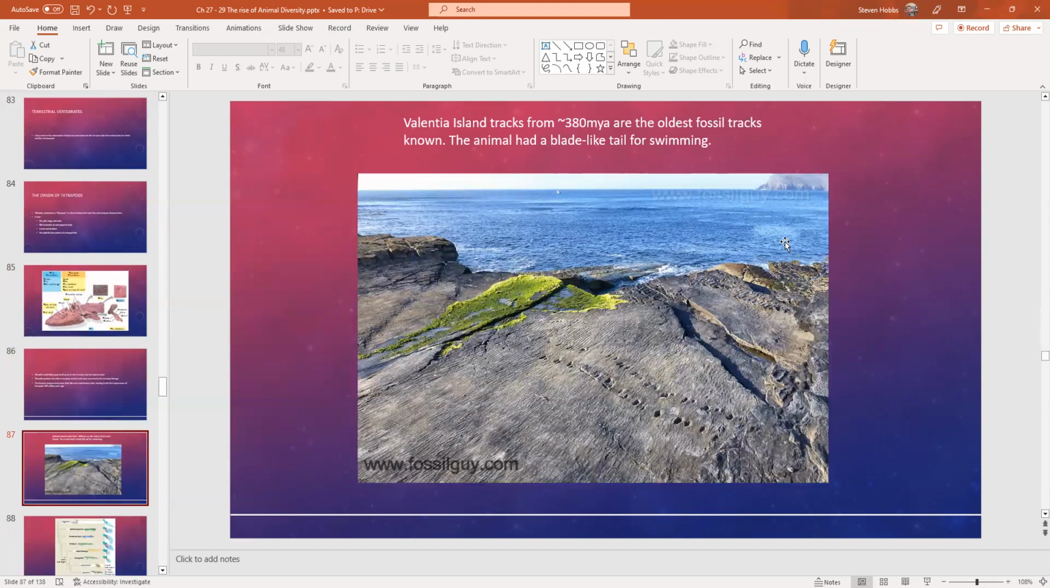So in Valentia Island in Ireland, about 380 million years ago, we see the oldest fossil tracks on land. The animal had a blade-like tail, so it could still swim. You could see that flopping back and forth. Here's one area where it flopped one direction, and here's one area where it flopped the other. So the tail would go back and forth. But you can see the animal was walking like we would see in modern day lizards. It was not a lizard. They didn't evolve yet.